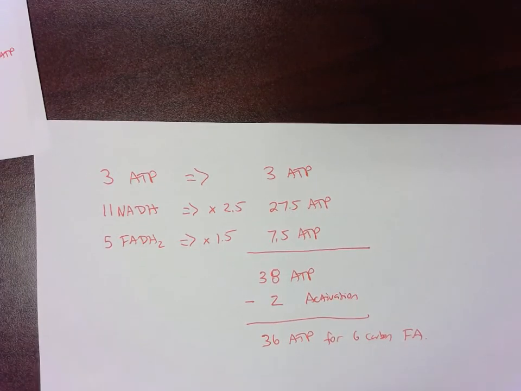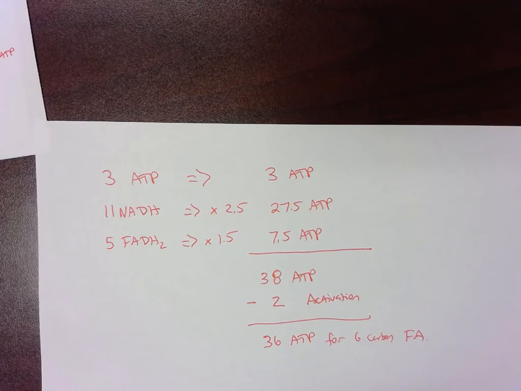Okie doke. So that is how you figure out how many ATPs can be derived from the metabolism of a short fatty acid. Of course, it'd be much more if it was a larger fatty acid. Anyway, I hope that was helpful.